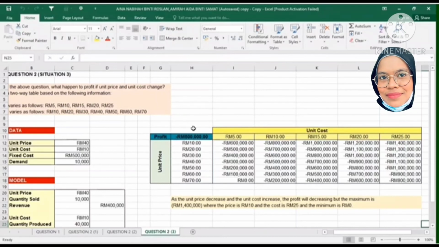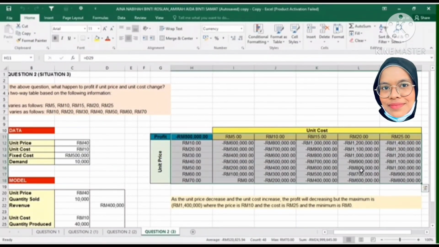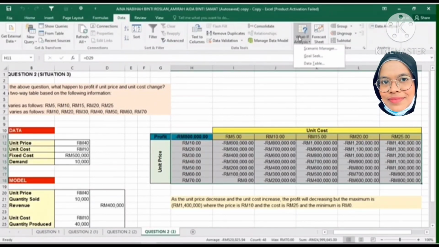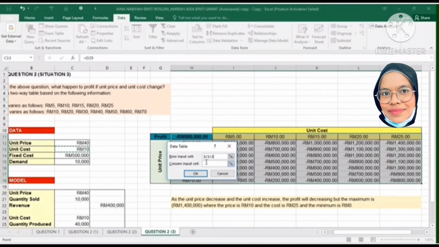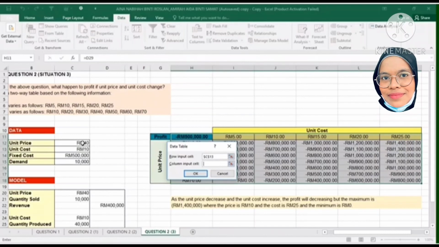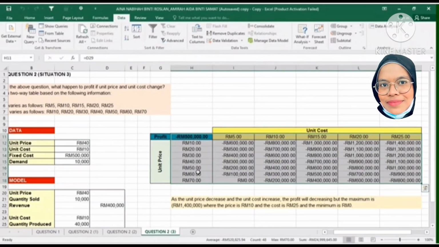So, to calculate the profit, first select all the data, not including the headings. Go to Data, What-If Analysis, Data Table. In the row input cell, you select unit cost. Column input cell, select unit price and then you click OK. Then you get all the profit if the unit price and unit cost change.